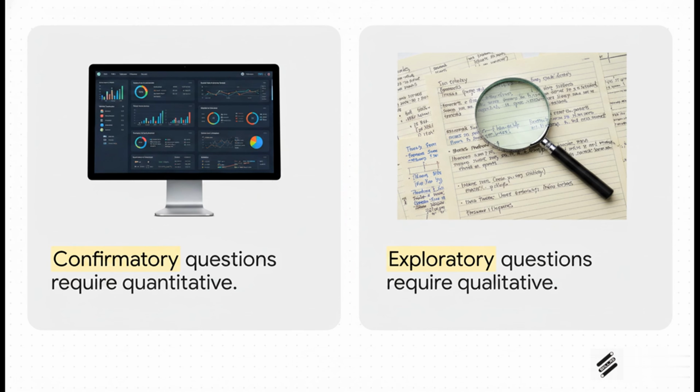But if you have an exploratory question, like, how does this mechanism work in the real world? Or why do participants behave this way? You absolutely need a qualitative lens. Qualitative approaches excel at capturing the actual mechanisms, the human meanings, and all that rich contextual nuance.